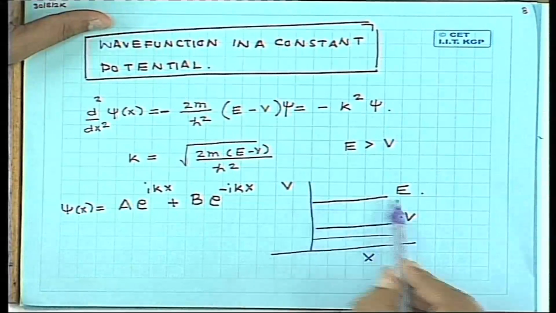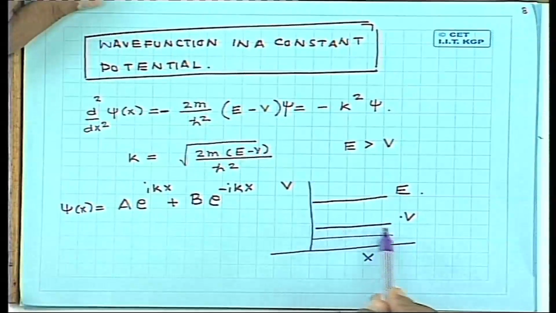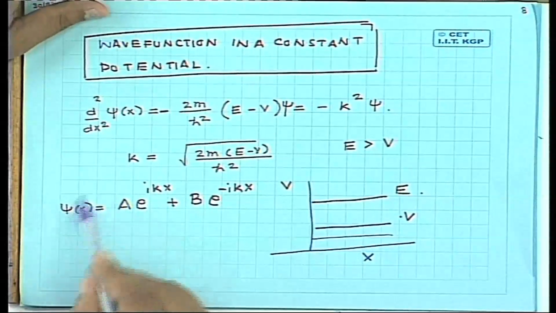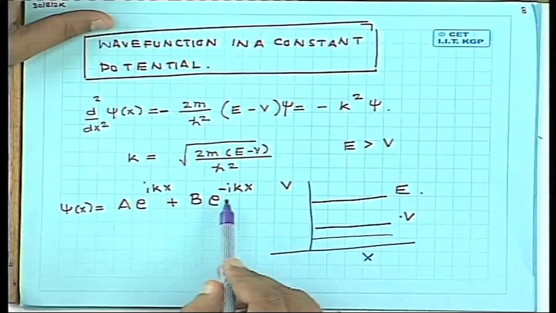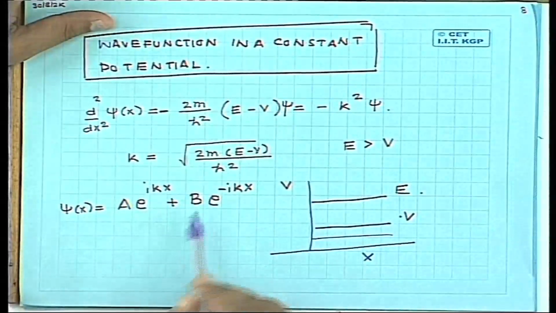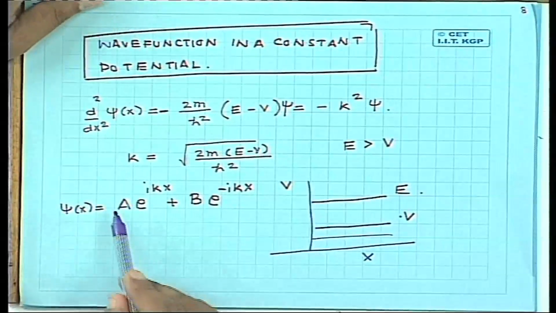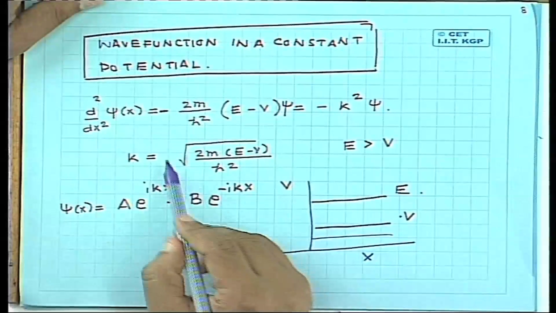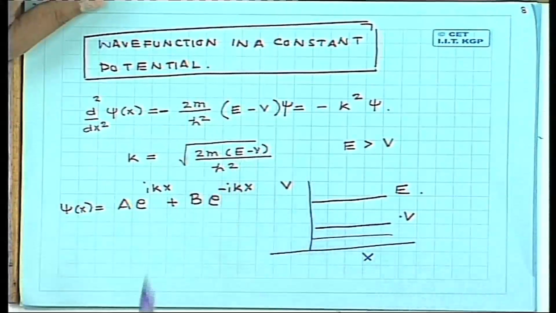In the last class, we had started investigating piecewise constant potentials, and I had told you that if the energy of the particle is more than the value of the potential, which is a constant over some range of x, then the solution is a superposition of two such waves, e to the power ikx and e to the power minus ikx, with two different coefficients a and b, and k is equal to square root of 2m (E minus V) by h cross squared.